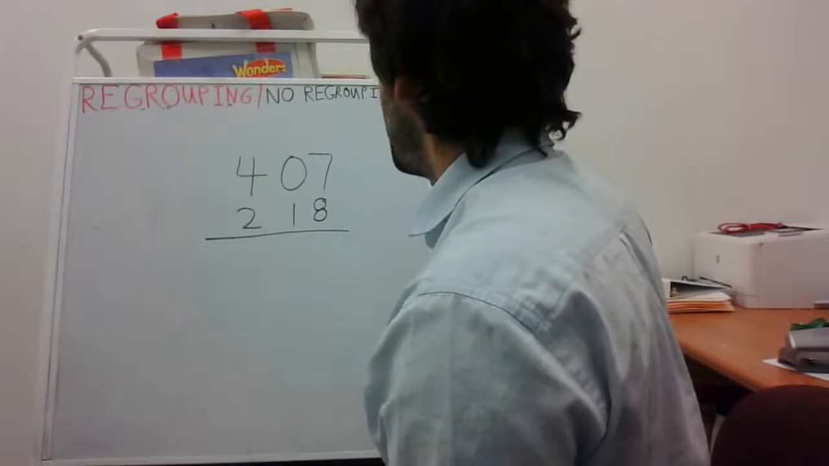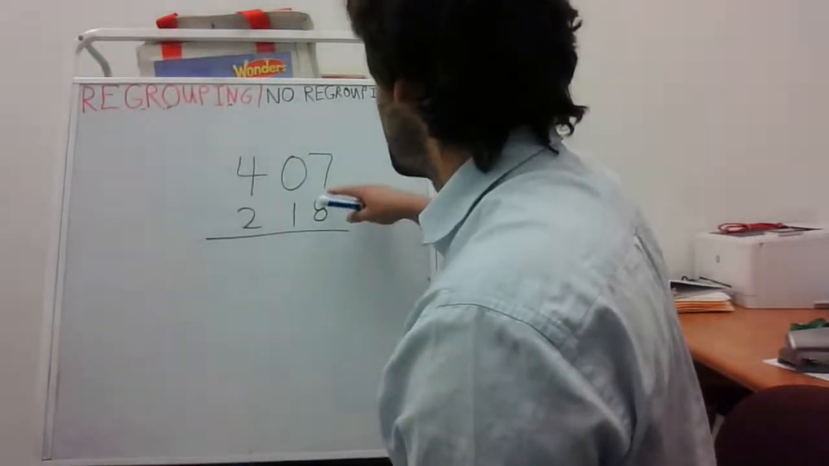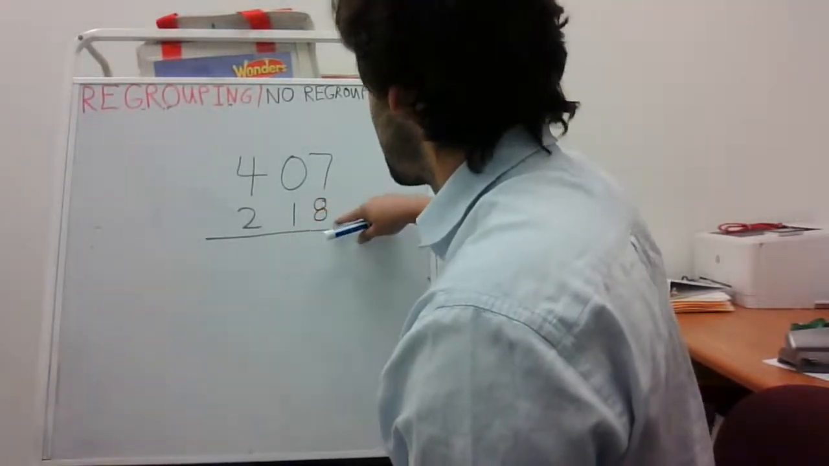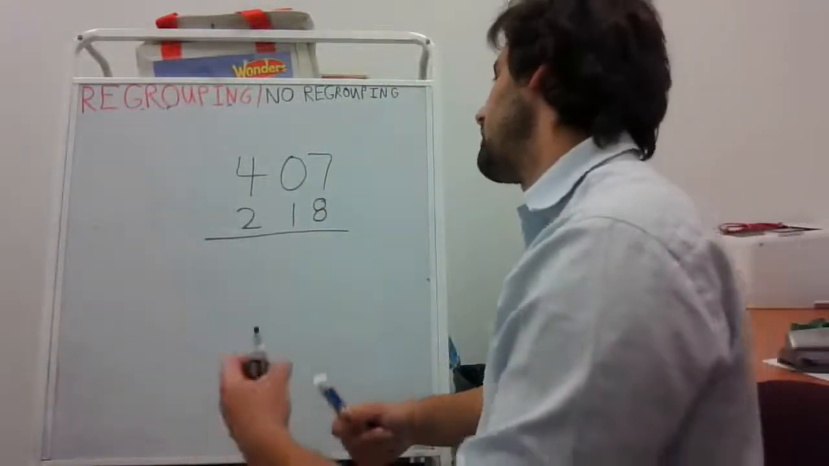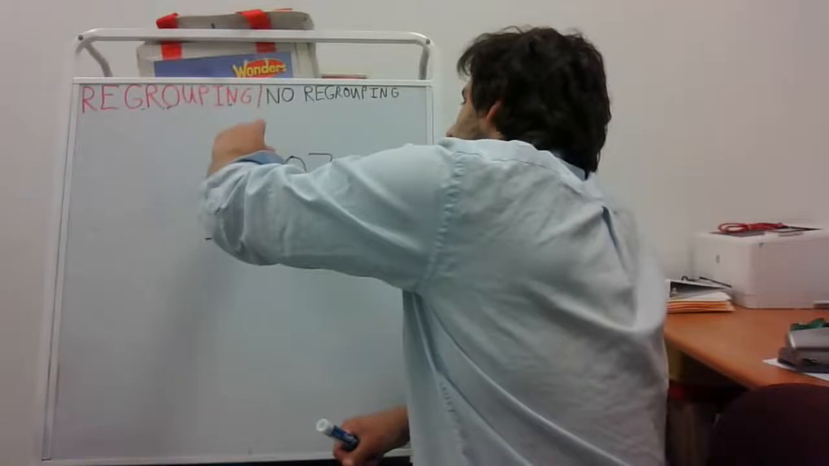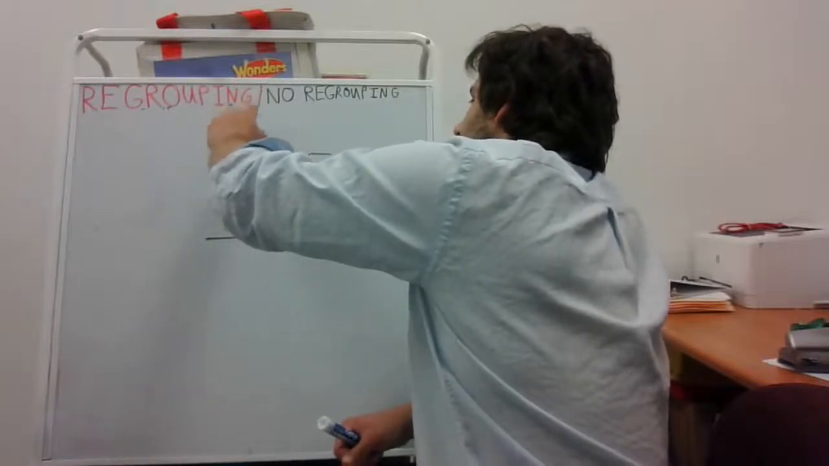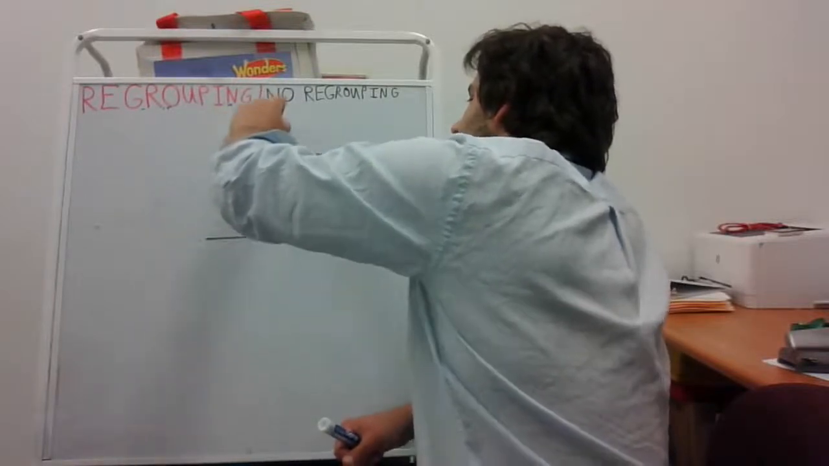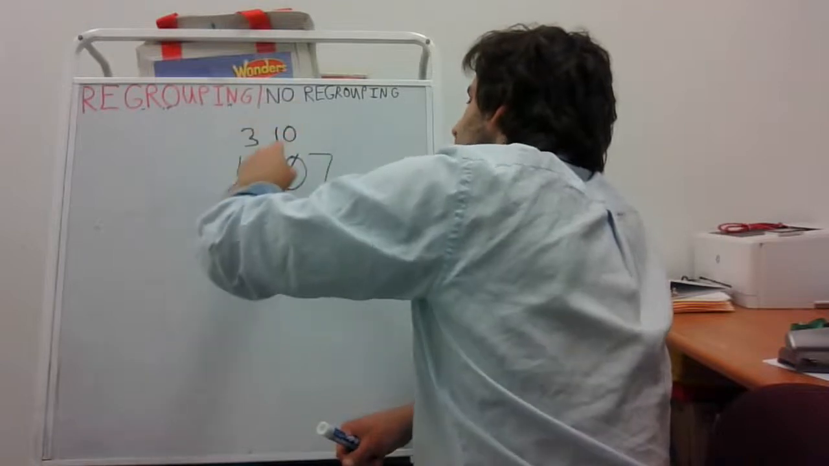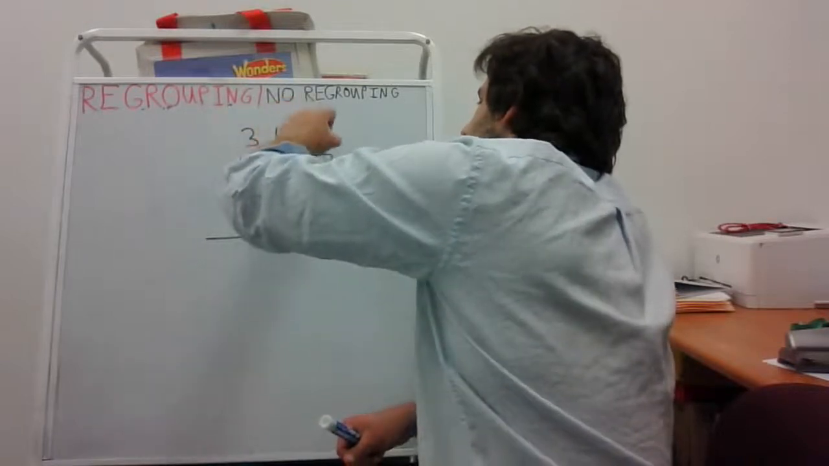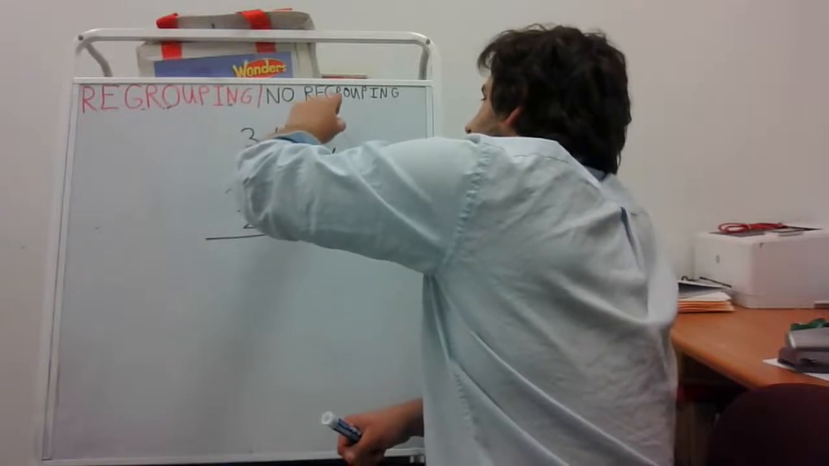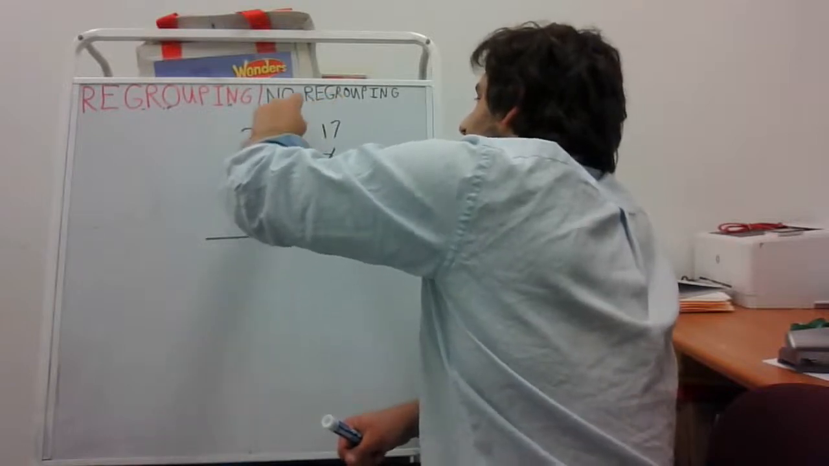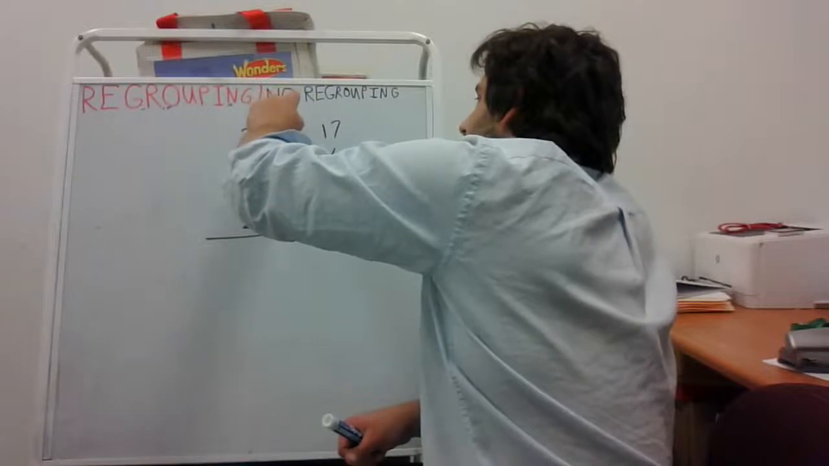So we're going to have to regroup from left to right. Both the ones and tens place need regrouping here because 8 is bigger than 7 and 1 is bigger than 0. We always regroup when the bottom number is bigger. So the 4 is going to become a 3. The 0 is going to become a 10. 7 is going to become a 17. And because I took a 10 from the tens place, that 10 is now going to become a 9.